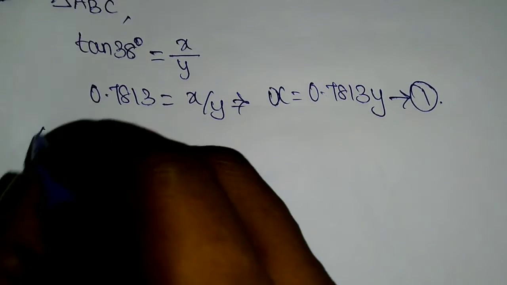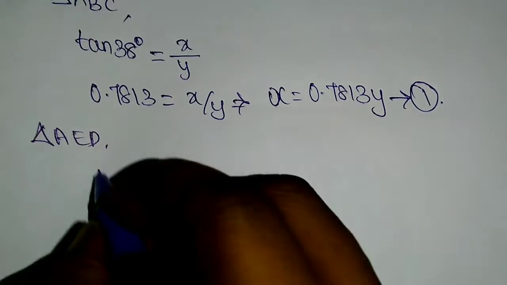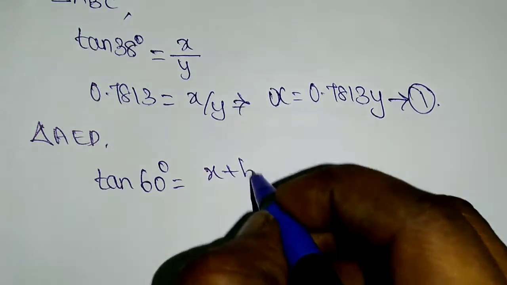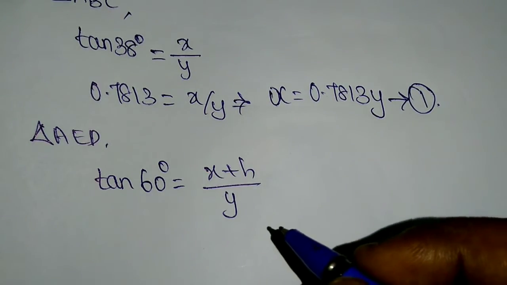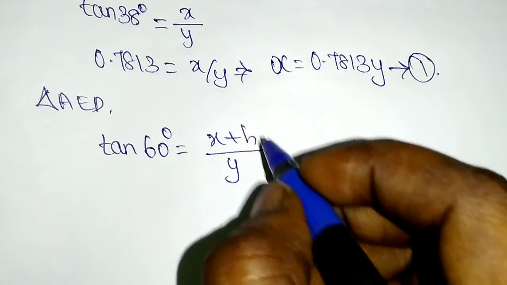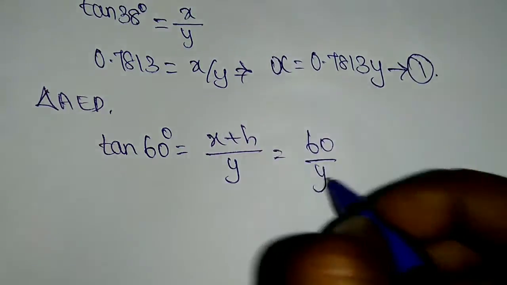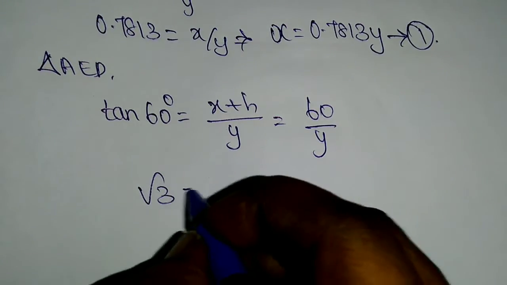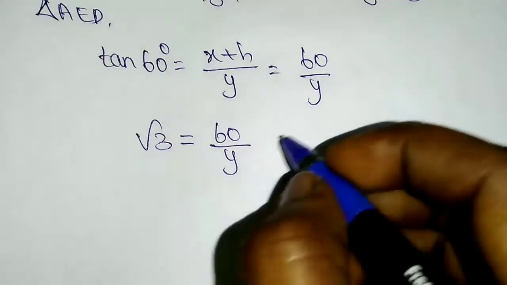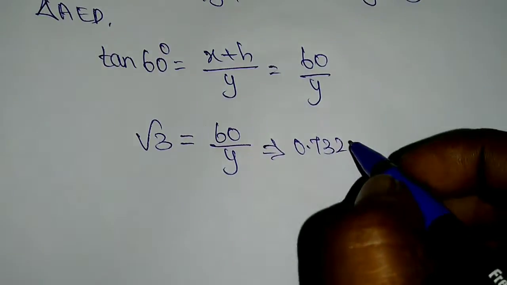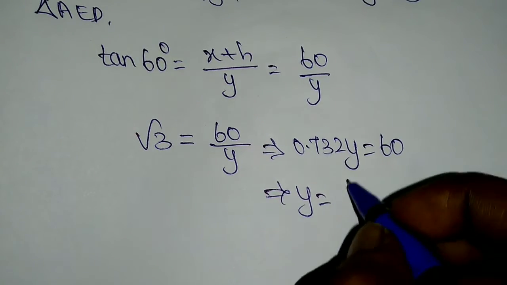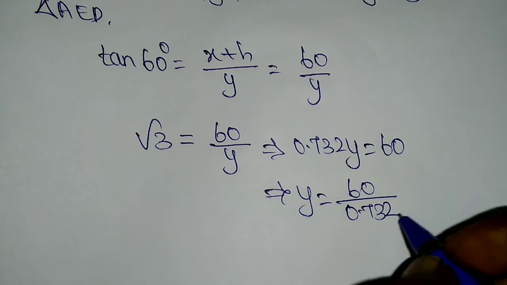From the triangle AED we get tan 60° is equal to (x plus h) divided by y. So here x plus h is 60, so 60 divided by y. Here tan 60° is root 3, so root 3 divided by y. Here root 3 value is 0.732. Y is equal to 60 divided by 0.732.